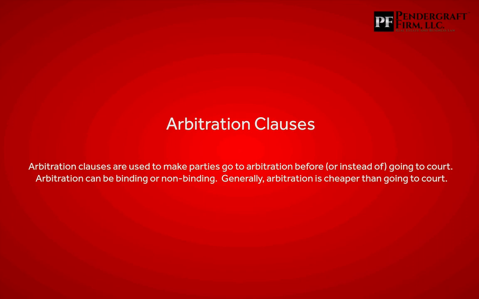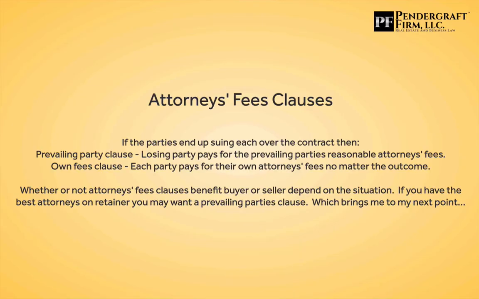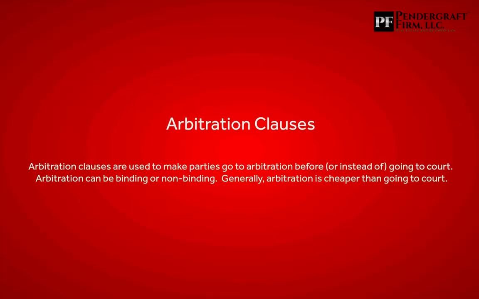Arbitration clauses. Arbitration clauses are used to make parties go to arbitration before or instead of going to court. Arbitration can be binding or non-binding. Generally, arbitration is cheaper than going to court. More on arbitration clauses actually. It's hard to tell whether an arbitration clause benefits either investor buyers or investor sellers. So, just definitely think about it. But again, if you want to save money, arbitration may be better than going to court.